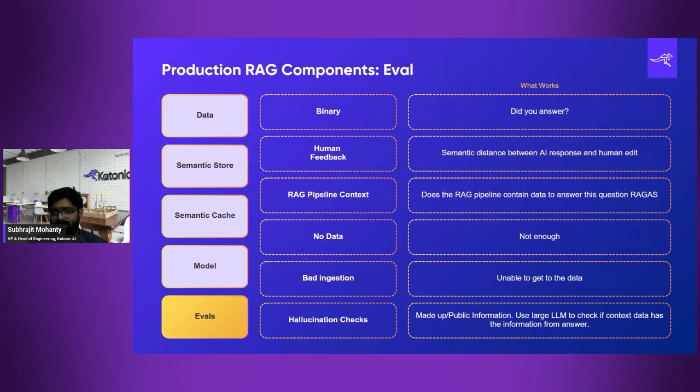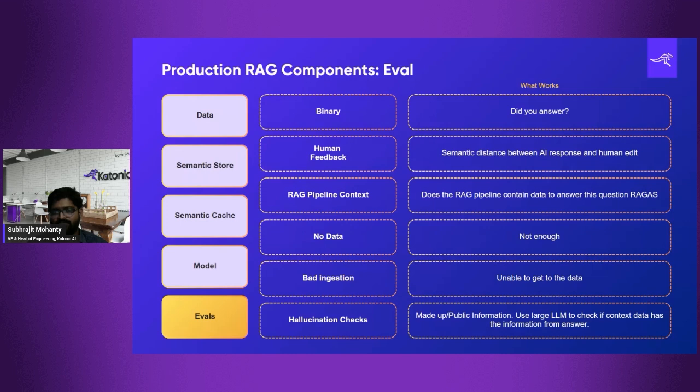Then we have RAG pipeline context. This method assesses whether the RAG pipeline contains the necessary data to answer a given question, to ensure that our AI is leveraging the right context and information to formulate its response. We also need to account for situations where there is no data available. This evaluation highlights scenarios where the AI is unable to generate an answer due to lack of relevant data. It's crucial for identifying gaps in our data coverage.